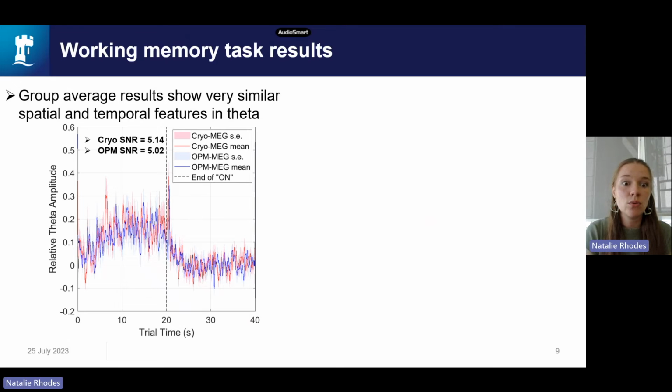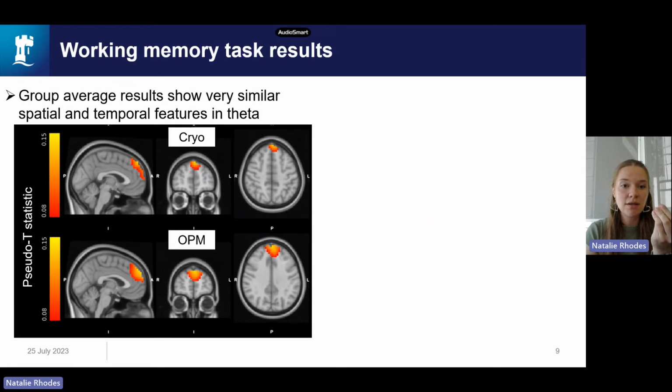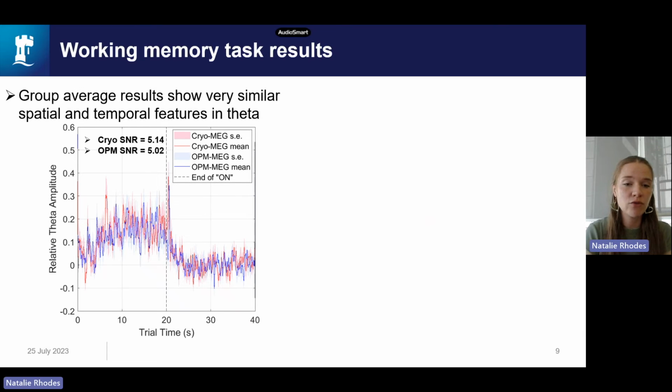We also used a virtual electrode approach where we took the peak of those maps and said, if we put an electrode here, what would the signal look like? So here is a group average and trial average of what we'd expect the signal to look like from those peak locations. And we see for the OPM and the cryo-MEG that these are very similar signals. The signal to noise for both was on the order of 5, which is great.